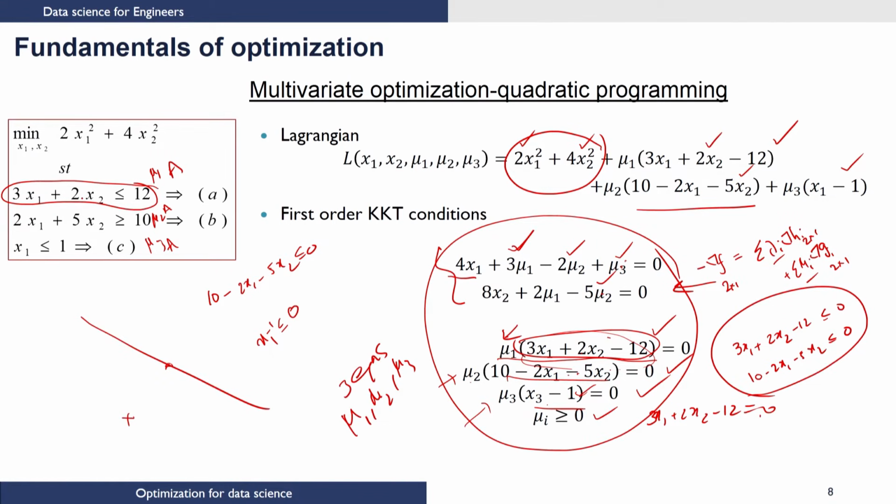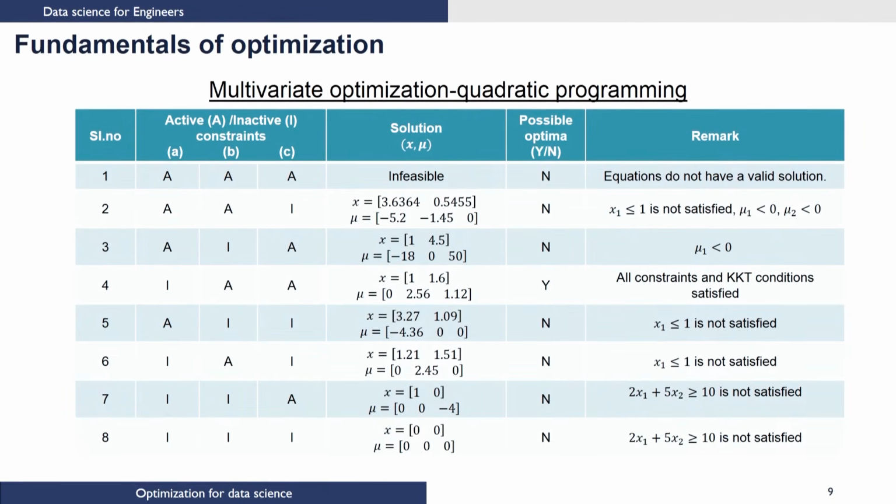So, if this constraint is active, that means 3x1 plus 2x2 minus 12 is 0. If this constraint is active, that means 2x1 plus 5x2 minus 10 equals 0, and if this constraint is active, that means x1 equals 1. So, in the example that we are considering right now, there are 3 inequality constraints, and as I mentioned in the previous slide, if the inequality constraint is exactly satisfied, that is, it becomes an equality constraint, then we call that an active constraint, and if the constraint is not exactly satisfied, we call it an inactive constraint.